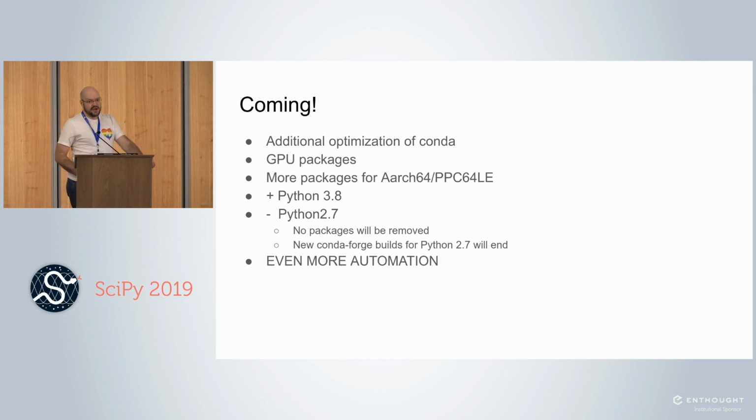We're building out ARM and Power. So if you have particular packages that you would like to exist on ARM and Power, come find one of us. Right now, we're not building out everything, but we've built out a baseline of about 500 or so packages. So if you want more things, tell us, and we'll add them to the stack. We're going to add Python 3.8 real soon, and we're going to remove Python 2.7. We're not going to remove the packages themselves, but we will stop building new ones and automate more things.